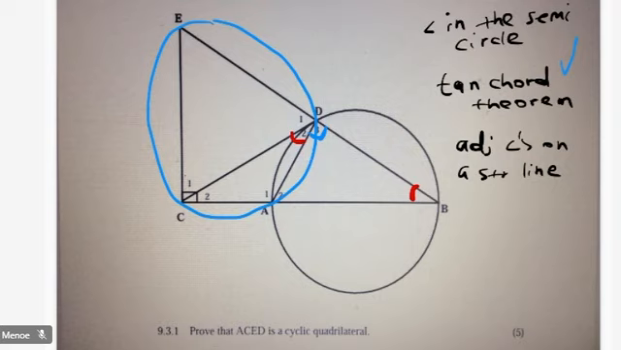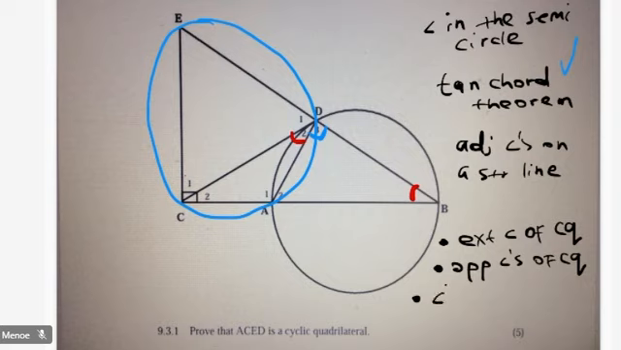So what else do we need to do? We need to give three things to find that circle. There are three routes that we can take. We can use the external angle of a cyclic quad, you can use opposite angles of a cyclic quad, or you can use angles in the same segment. So let's start with trying to find the external angle of a cyclic quad.